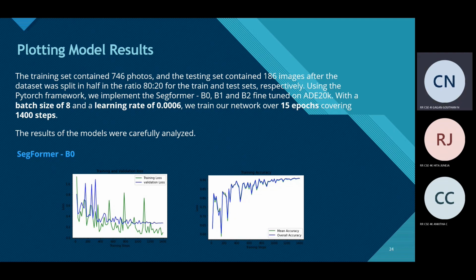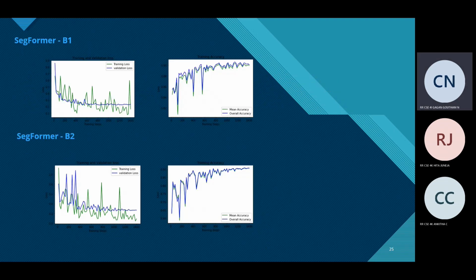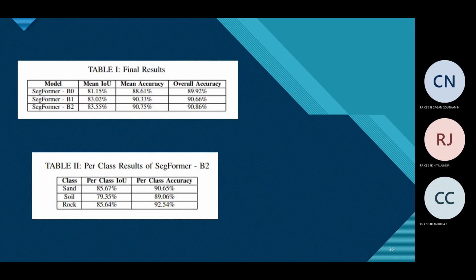The results were carefully analyzed, and these are the graphs for the Segformer B0. The left graph is the training and the validation loss graph, and the right side is the training and the mean accuracy graph. These are the graphs for the Segformer B1 and B2 models. These are the final results that were computed and tabulated.